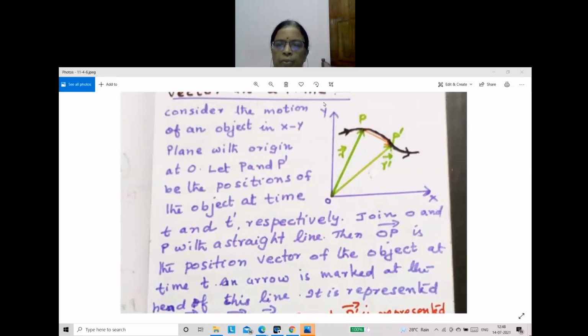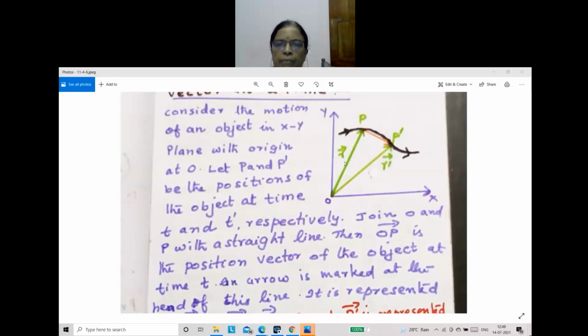So I'll explain here. O is the origin, and we have drawn the two axes, x-axis and y-axis, and a body is moving in this plane. That black curve represents the motion of the body, and the arrow mark shows the direction in which the body is moving. At a time T, the body is at P, and its position vector is marked by drawing a straight line from the origin to the point P. That represents the position vector, vector R. The arrowhead shows the direction.